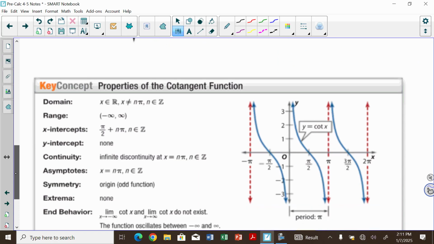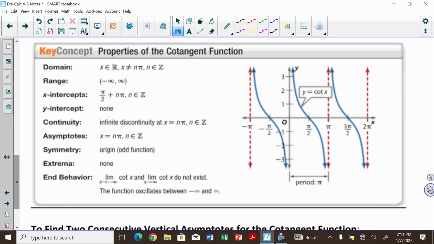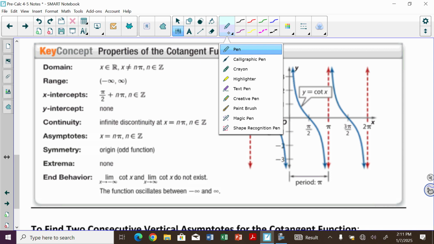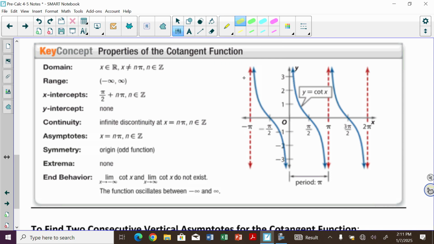So we move on to cotangent. Cotangent is going to be just the opposite. You can see that there are a lot of similarities with tangent, so I'm just going to highlight the things that you should write down. Again, same thing with our domain. Our range is the same as the tangent.